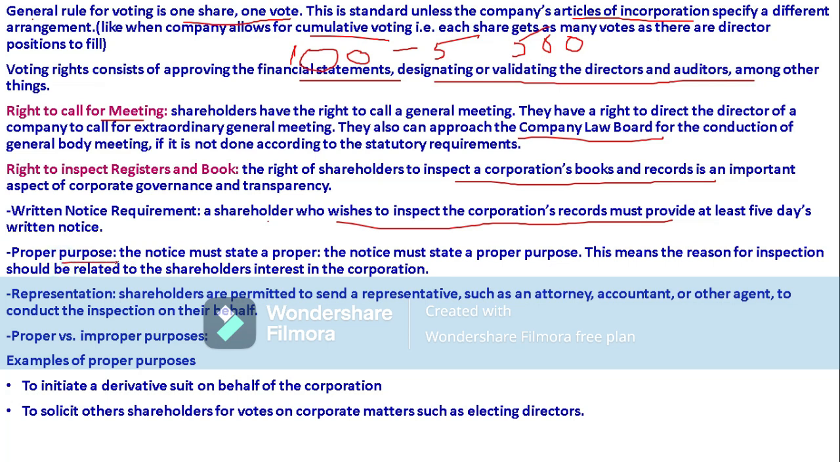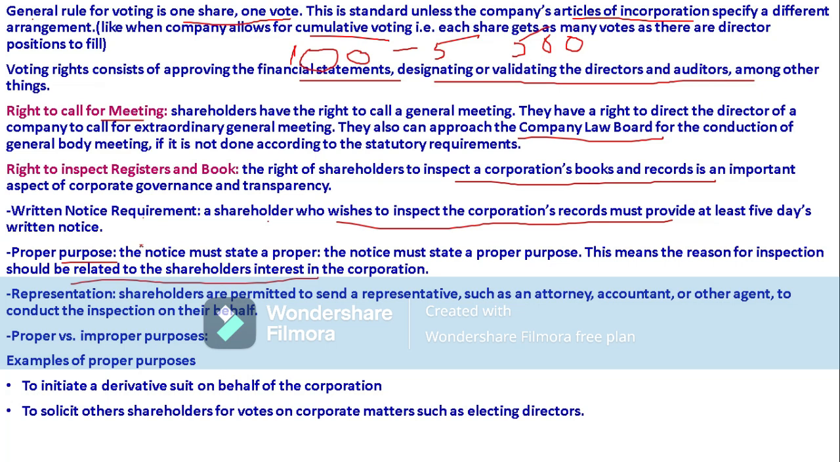The notice must state a proper purpose. Okay. So this means the reason for inspection should be related to the shareholders' interest in the corporation. So first of all, a notice is required by the shareholder to the company. In how many days? At least 5 days before, a written notice should be sent that they are going to inspect the registers, records and books.